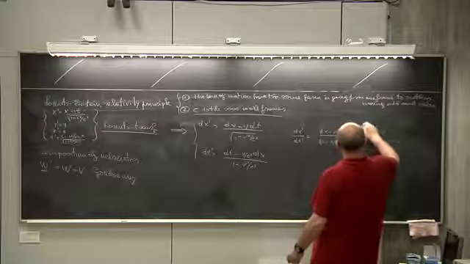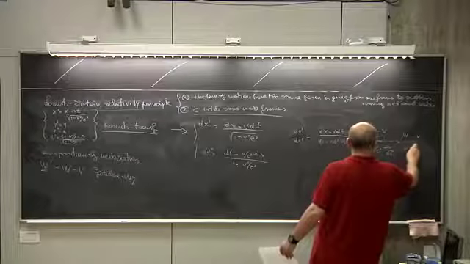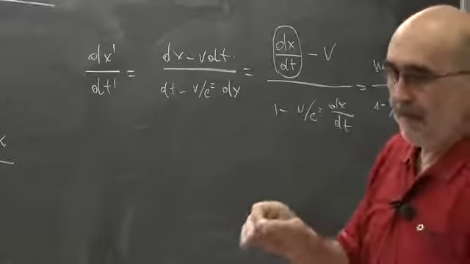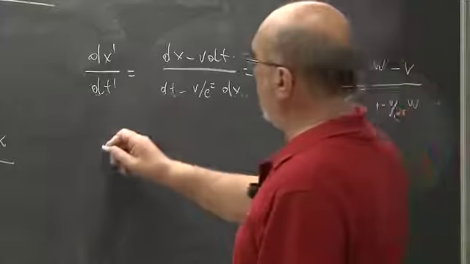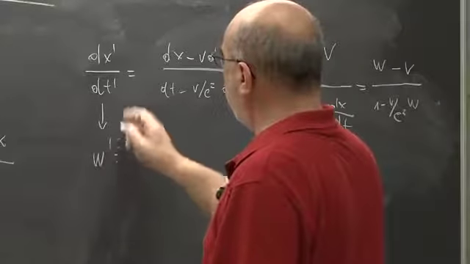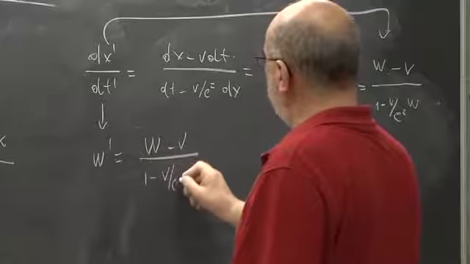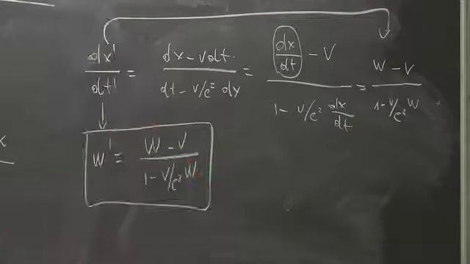Now dx/dt is the velocity of my object, which I call w, so I have w minus v over 1 minus v over c squared times w. Remember, w is the velocity of my particle, and v is the relative velocity of one frame with respect to the other. So this is the composition law, with w prime on the left. So w prime is equal to w minus v over 1 minus v w over c squared. This is the Einstein or Lorentz composition of velocity. Let's write it below here. w prime is equal to w minus v over 1 minus v w over c squared.